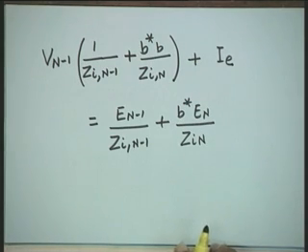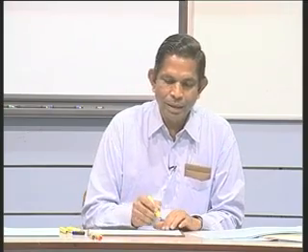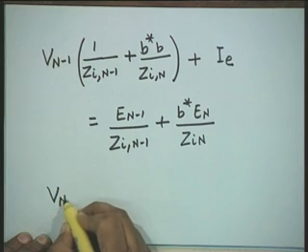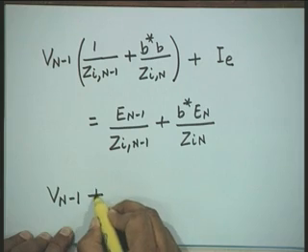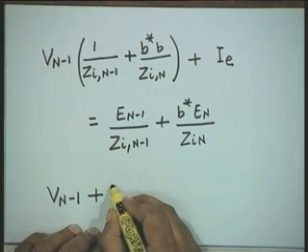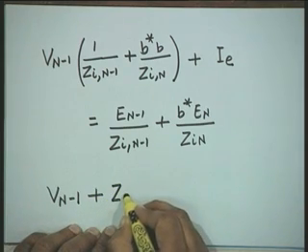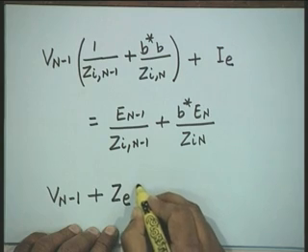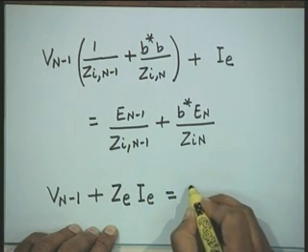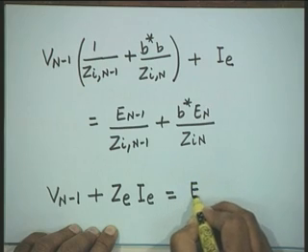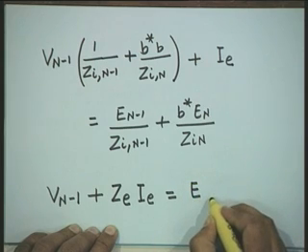Now, if you write down the generator equation of the equivalent generator, it is written in the form V n minus 1 plus Z E into I E must be equal to E equivalent.